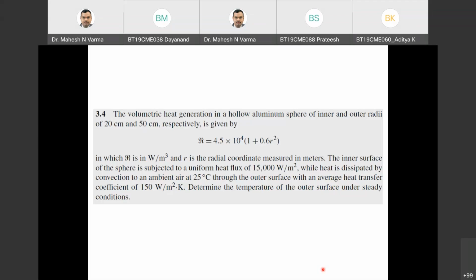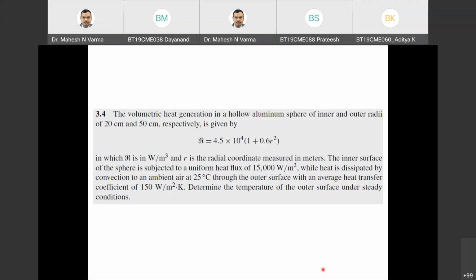Abhijit, roll number 70, Abhijit. Roll number 70, Abhijit. Roll number 68, Mitu.